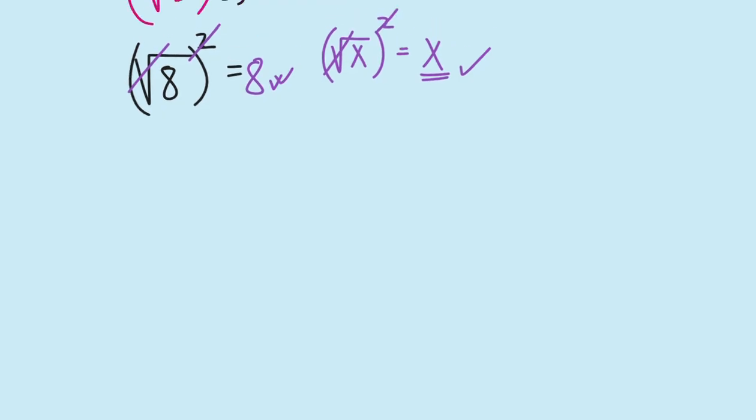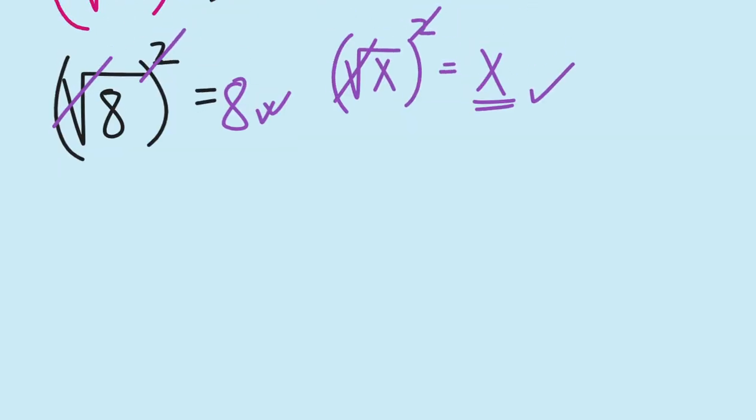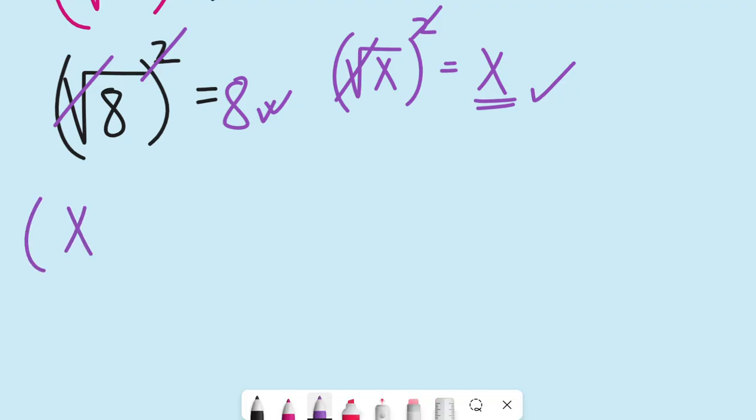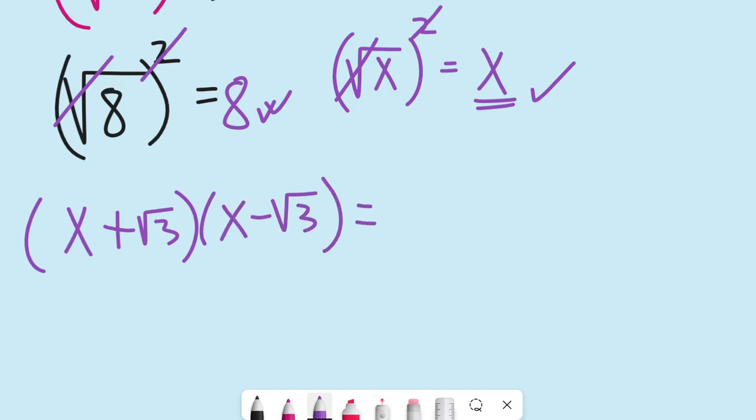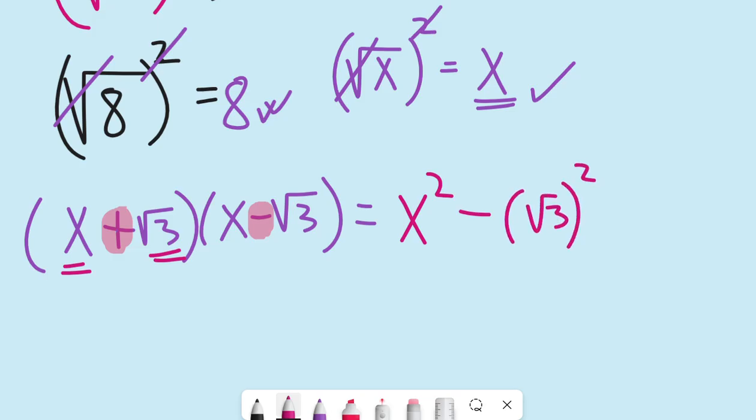If this is clear, let's apply this in the next question. So this time we say x plus square root of 3 multiplied by x minus square root of 3. The moment we notice something plus something and something minus something, we get the first number and we square it, minus, we get a second number and we square it. Now, what did we just learn? x squared remains the same. Now, square power and square root will cancel each other out.